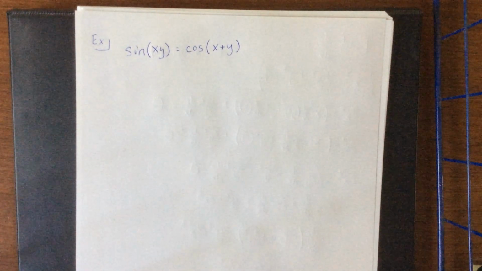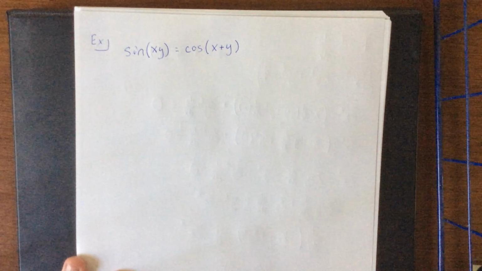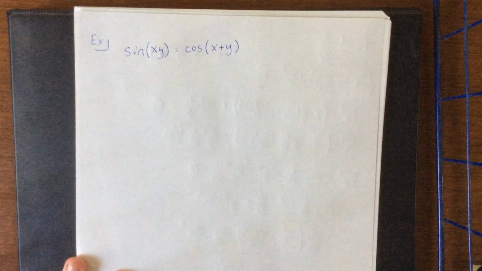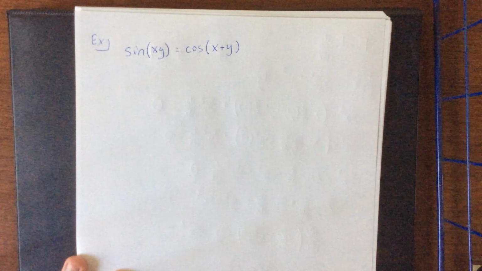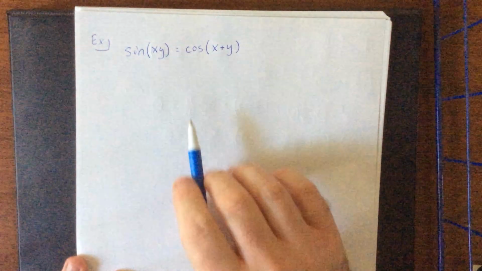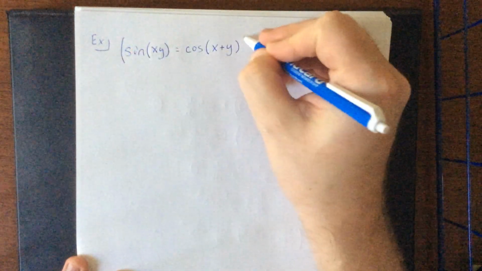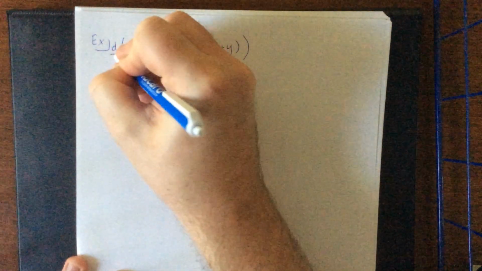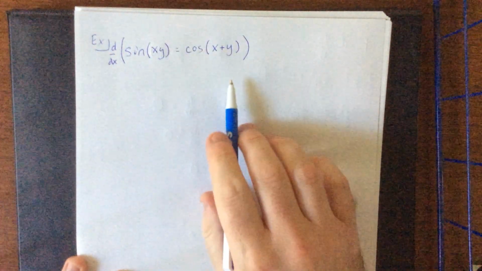In this example, I'd like for us to take a look at the sine of x times y is equal to the cosine of x plus y. It has a really fun looking graph if you wanted to check that out using a piece of graphing software like the software available at desmos.com or Wolfram Alpha. Any of those websites would be just peachy. So with that in mind, we're going to differentiate with respect to x both sides.